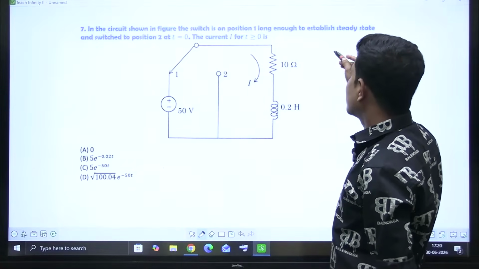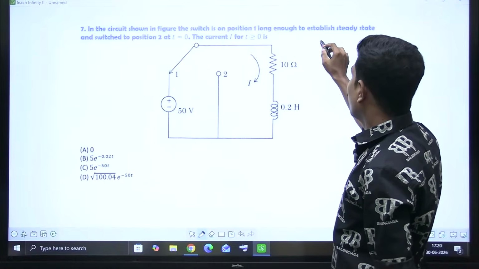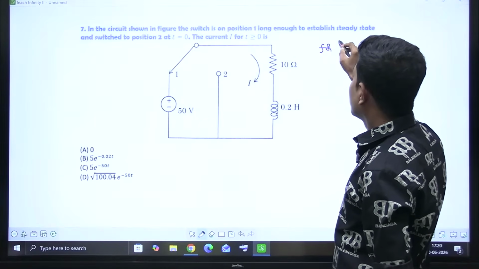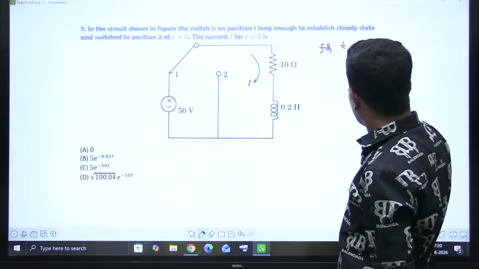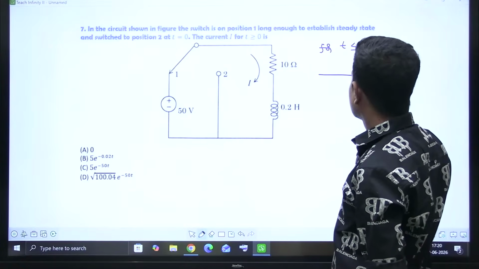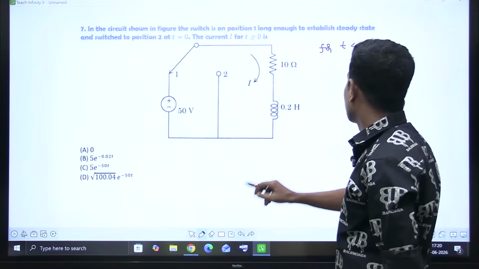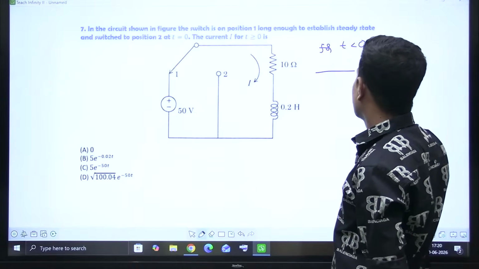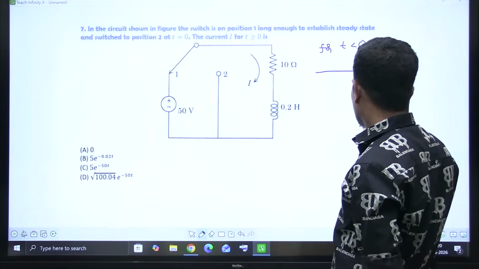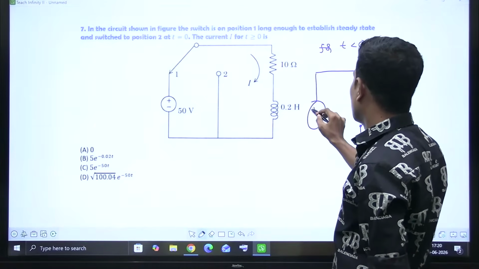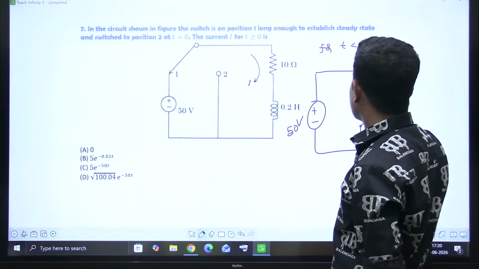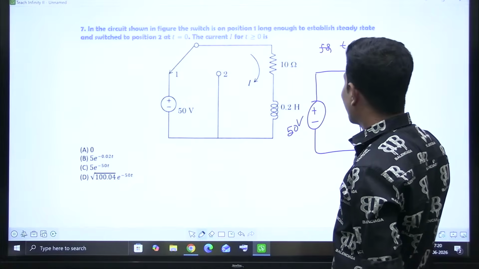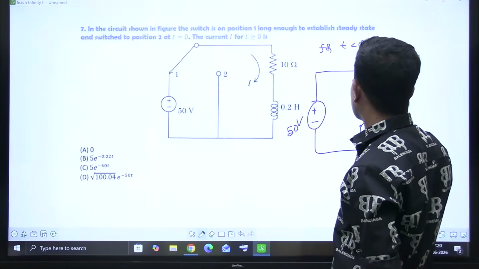Now it is in steady state. First of all, for all t less than 0. Exactly t equal to 0 is the verge of operation, and we are unable to comment anything about it. So this is 50 volts, and this is 10 ohms. The current is 50 divided by 10, which is 5 amperes.